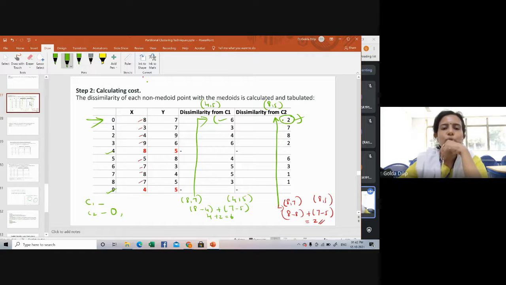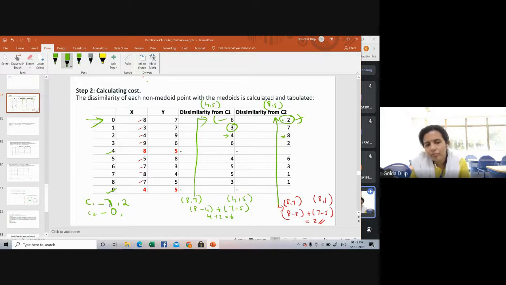Then what about object 1? Comparing to 3 and 7, it will be assigned to cluster 1. Okay, so then what about the next one? Object 2. Comparing these two, object 2 will be assigned to cluster 1, C1. Okay, so can you fill the remaining and tell me what are the objects which belong to cluster C1 and what are the objects which belong to cluster C2?